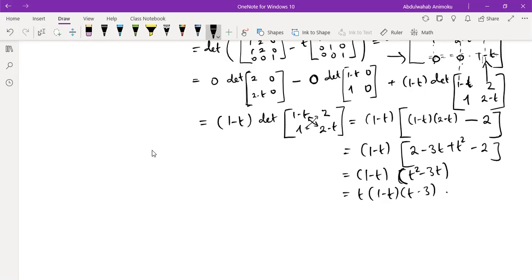So this is what you have as our characteristic matrix. So don't forget, this is the answer to the first part of the question, which is find the characteristic matrix. The characteristic polynomial. So this is what you have.